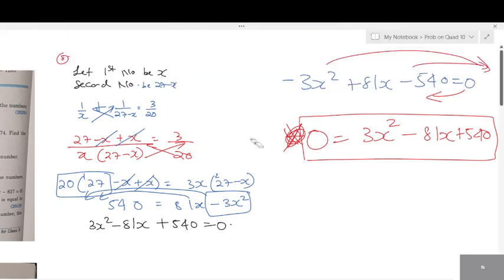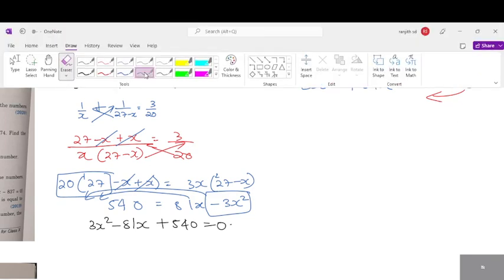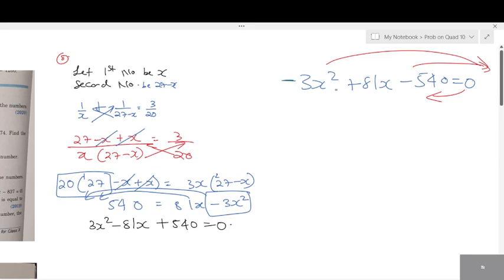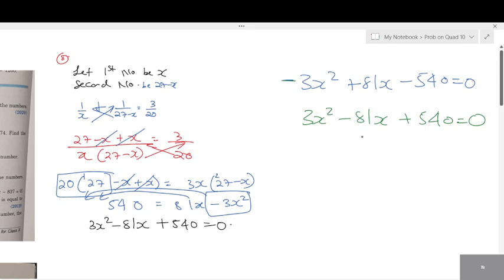That's the reason, instead of shifting like this, you can ignore the minus and just change the sign. Write it as 3x square minus 81x plus 540. And I showed you the calculation, the actual reason. When you shift everything to the right hand side, you'll get this equation.